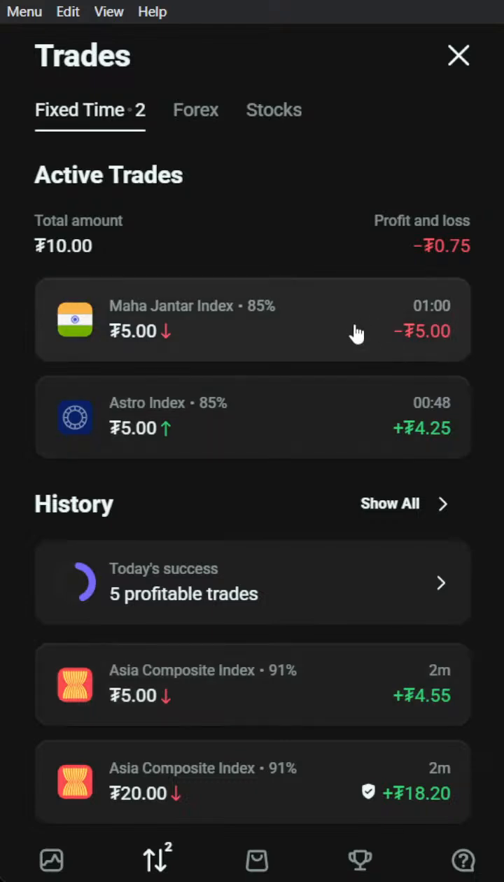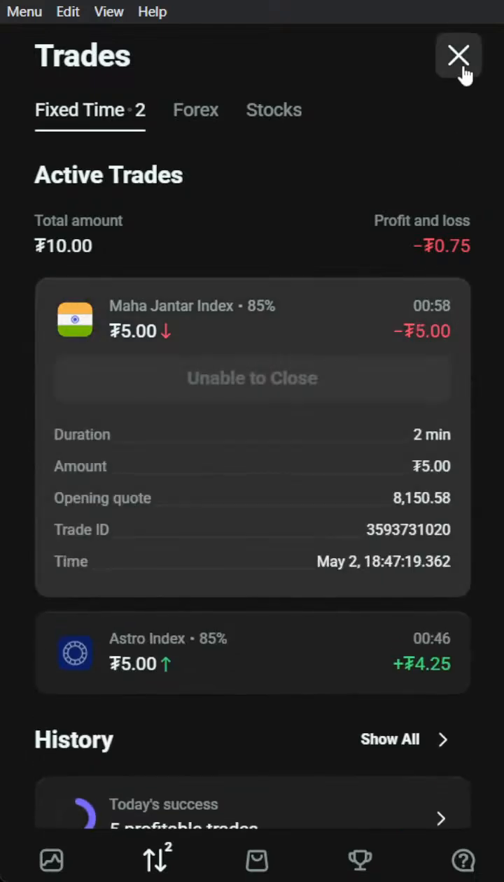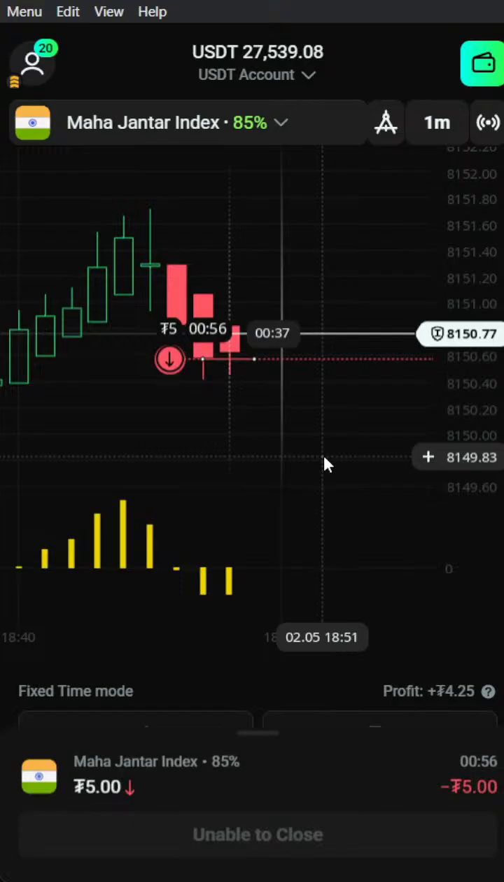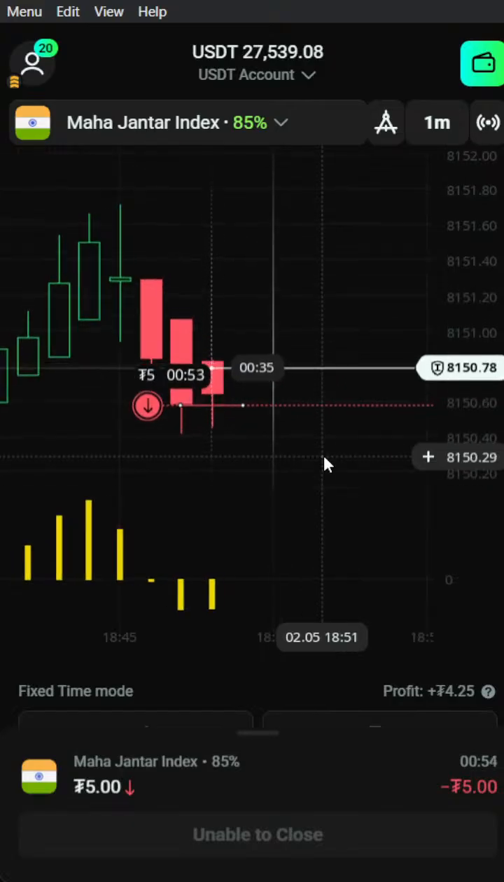Okay, one trade went positive. We have one in Astra and one in Mahajantar. Let's check what's up with Mahajantar. Okay, the Mahajantar trade, anything can happen.